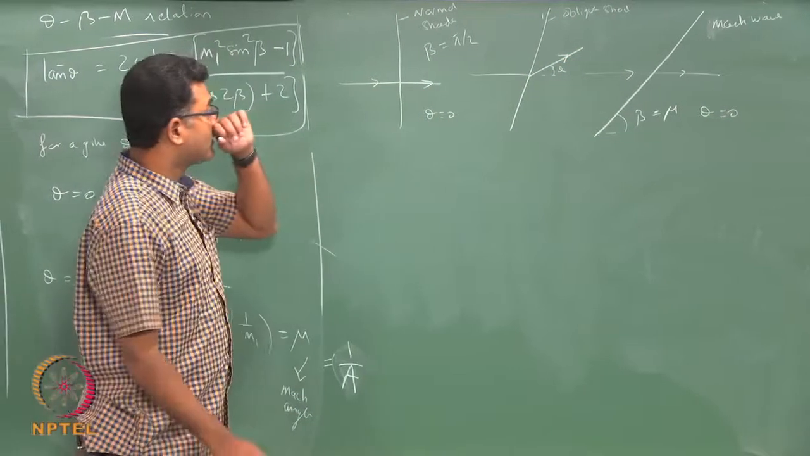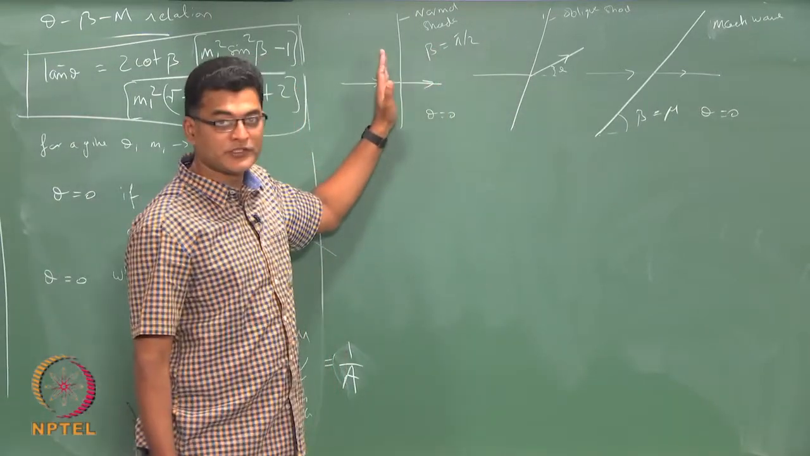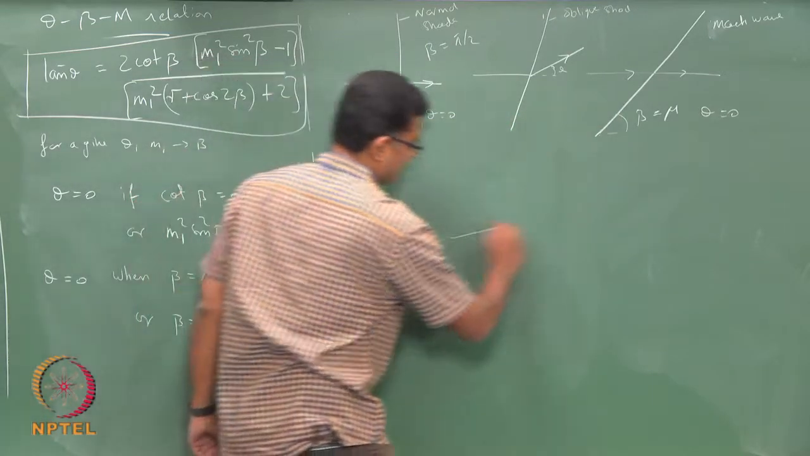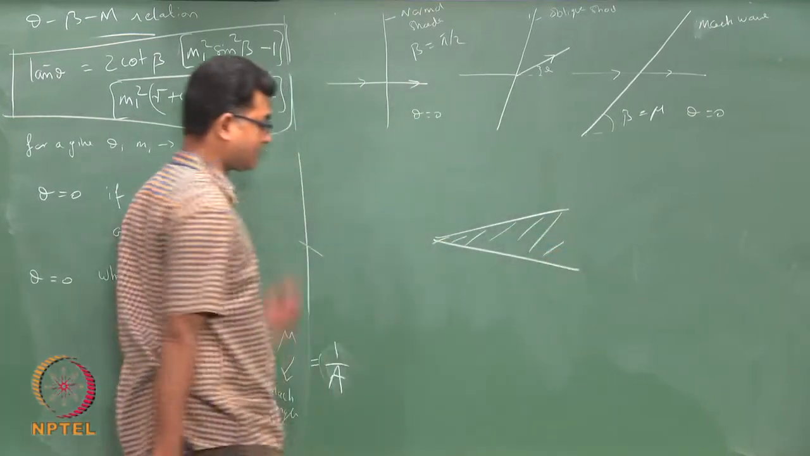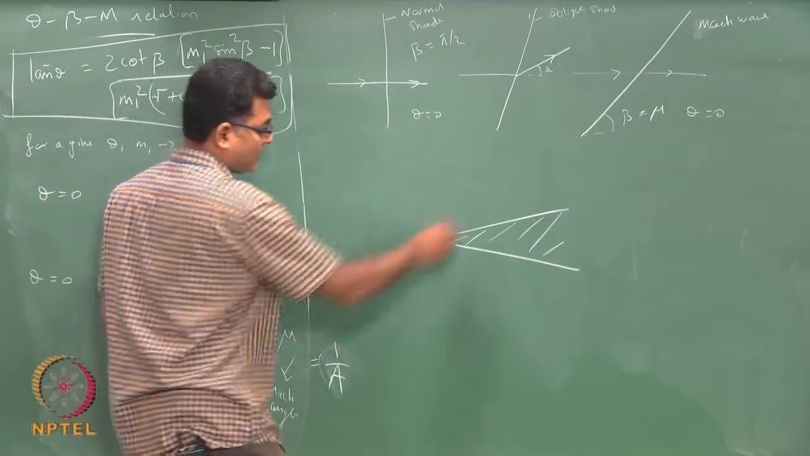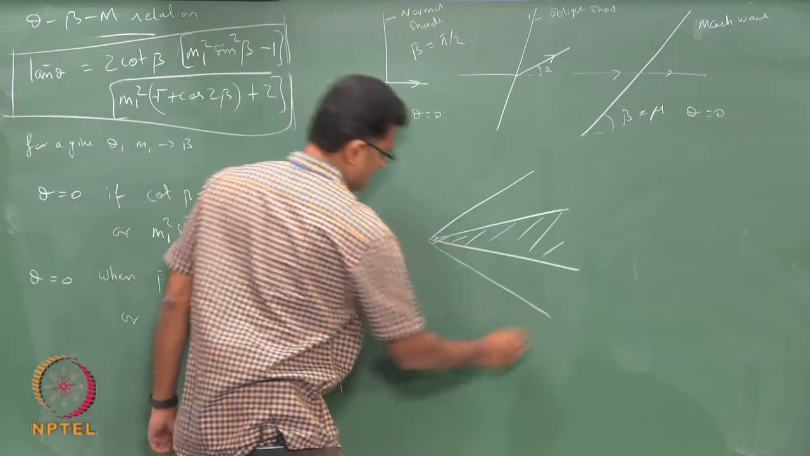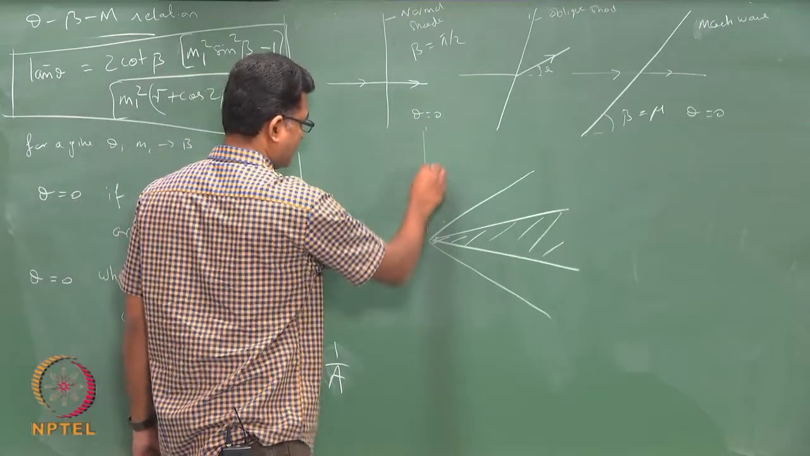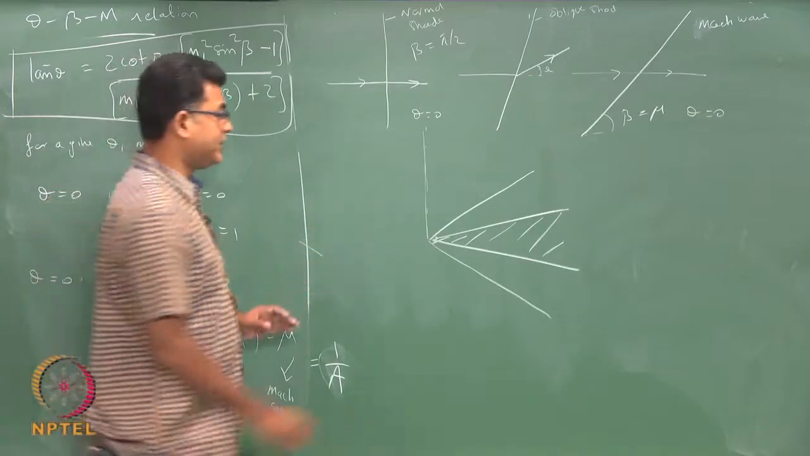Okay. So, all your oblique shock is between the normal shock solution and the Mach solution. So, if I have a wedge like this, the Mach angle may be something like this, and the normal shock is something like this. So, all your oblique shock solutions lie between these two values.